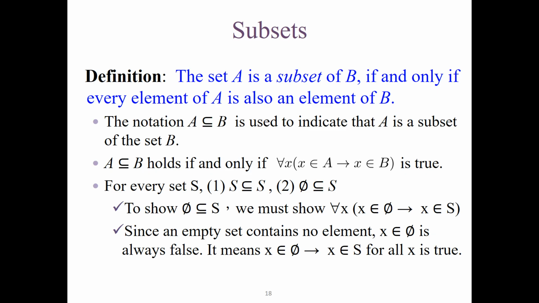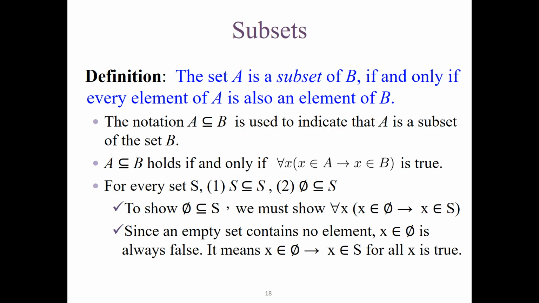Let's see the definition of subset we're talking about. The set A is a subset of B if and only if every element in A is also an element in B. A is a subset of B because all elements in A are also in B. We use this notation to indicate A is a subset of B. Although this is set notation, you can consider it very similar to less than or equal to. If you consider it as less than or equal, then A is a relatively smaller set than B.